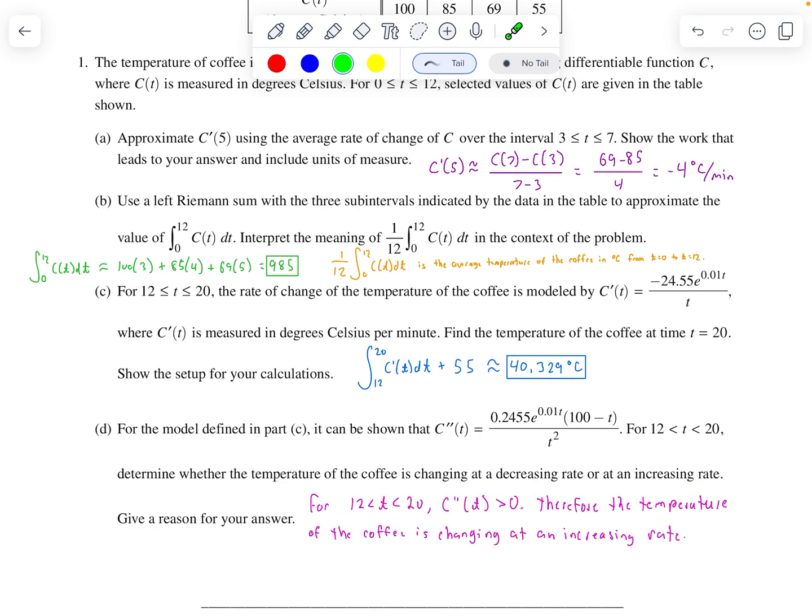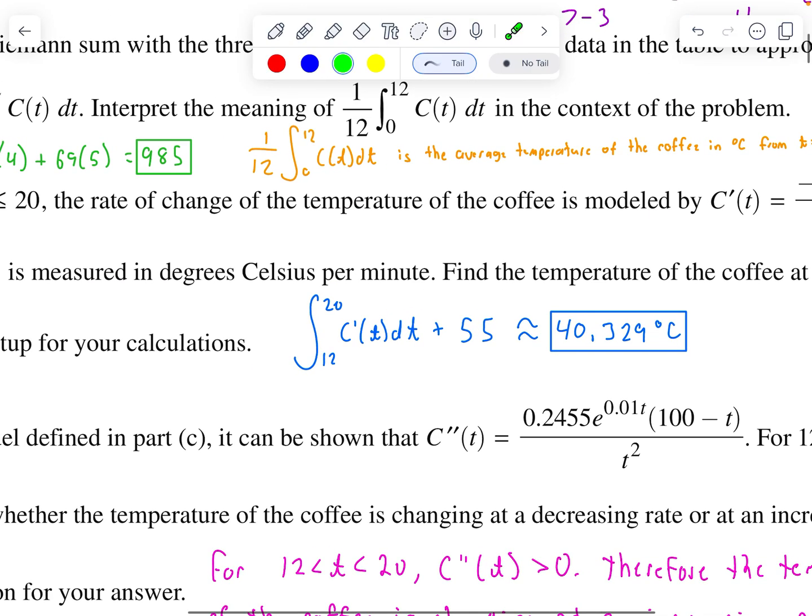All right, and then on C, they give us the rate of change of the temperature of the coffee and ask us to find the temperature of the coffee at t equals 20. Now, this function is only good between 12 and 20. So when you do the integral of the rate, remember, an integral of a rate gives you the amount of change of whatever this is the rate of change of. This is the rate of change of the coffee.